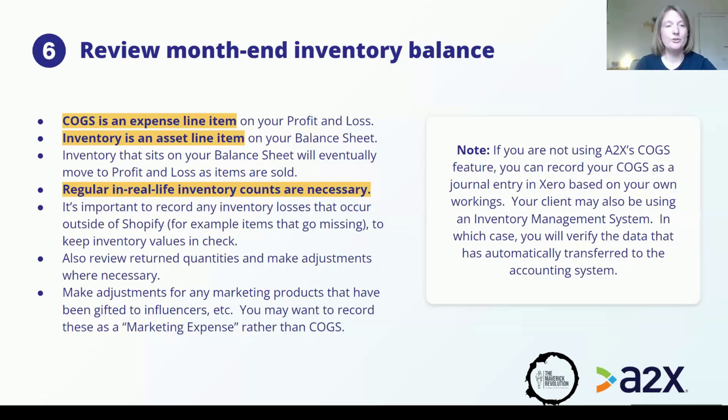So the next step, once you've done that and you've sent it all across, is to review your month-end inventory balance. COGS is an expense line on your profit and loss. Inventory is an asset line item on your balance sheet. Inventory that sits on your balance sheet will eventually move to the P&L as items are sold. And as I said, A2X kind of does that automatically for you if you use the COGS feature.